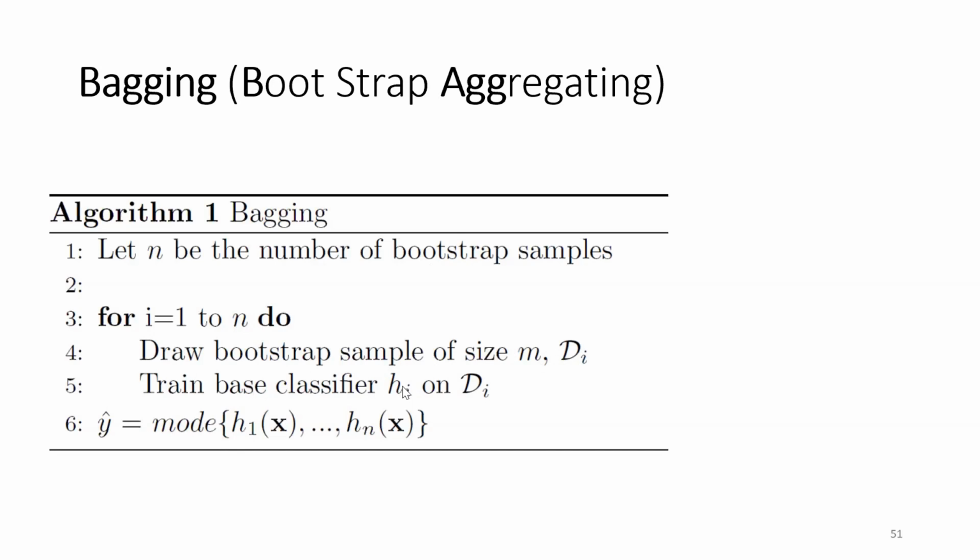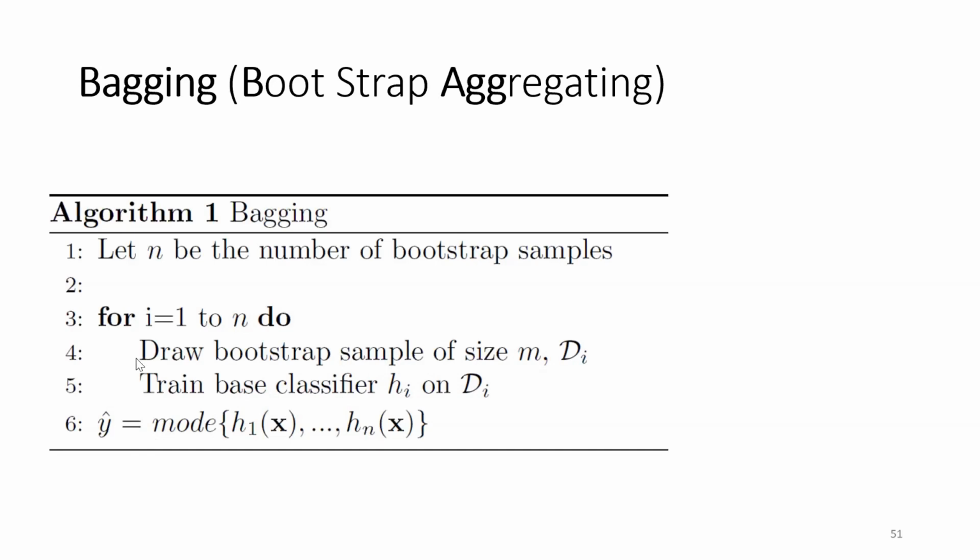Train base classifier h_i on D_i. The classifier we denote is h_i, and we need to train this classifier on D_i. D_i and m are the same size, but remember D is going to be the original set and D_i is going to be the bootstrap samples. You always have to train the classifier on a different bootstrap sample that you create, of size m, equal to the size of D.